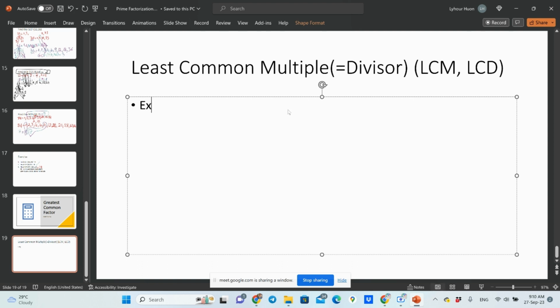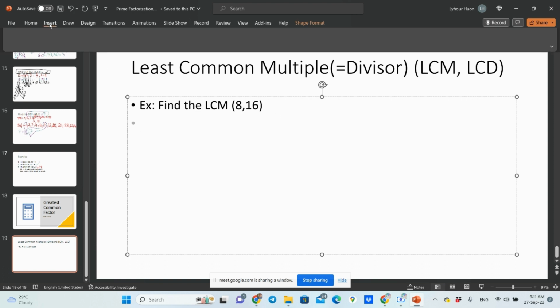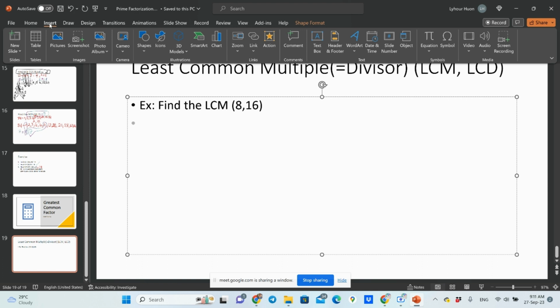Okay, so for example, the least common multiple is totally opposite from the greatest common factor. Let me give an example. Find the least common multiple of 8 and 16. In order to find the least common multiple of 8 and 16, we find the multiples of 8 and of 16, and the least number which we have in common is the result.